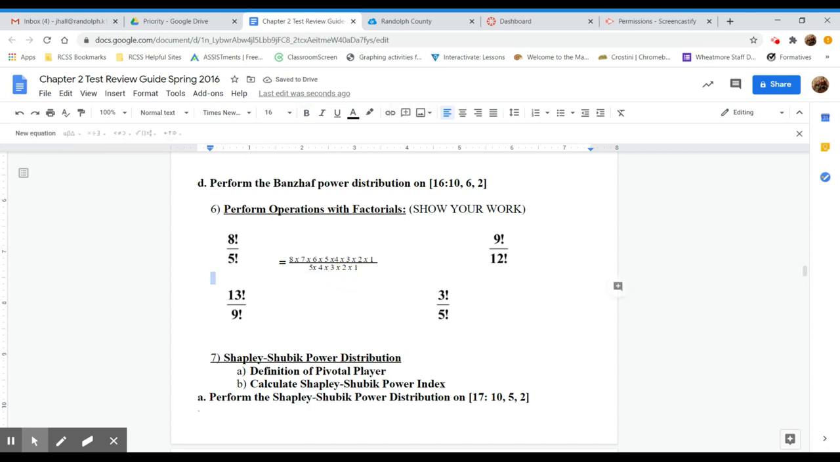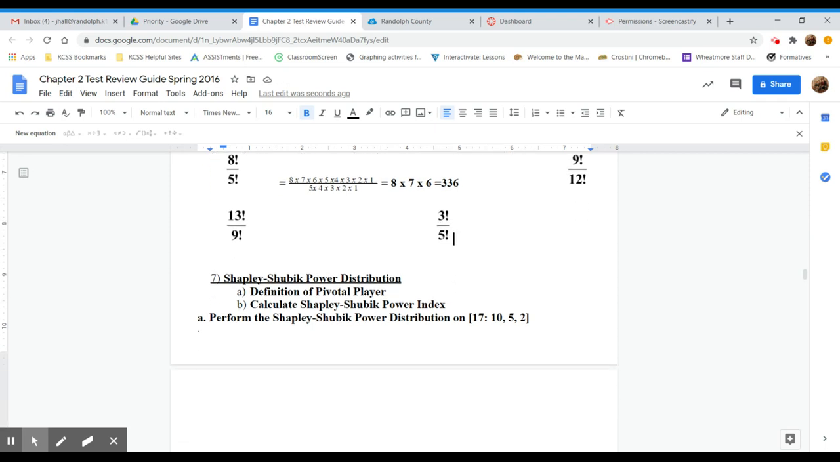If you notice, 5 can cancel, 4 can cancel, 3 can cancel, 2 can cancel, and 1 can cancel. And essentially, what you're going to be left with here, let me go off to the side, is just simply 8 times 7 times 6. So you can cancel everything out to get to that point. Because the 8, 7, and 6 were all left in the numerator, they stay in the numerator, and you get 336. The same can be done with any of these here, so make sure you go through and do those factorials.